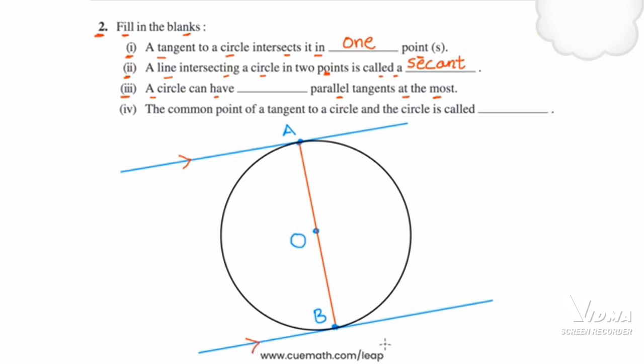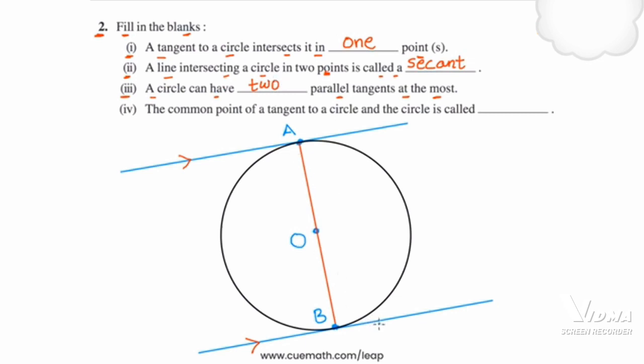So this means that for any tangent, there can be exactly one more parallel tangent to that tangent. Or in other words, a circle can have 2 parallel tangents at the most. Okay, so that is the answer for part 3.